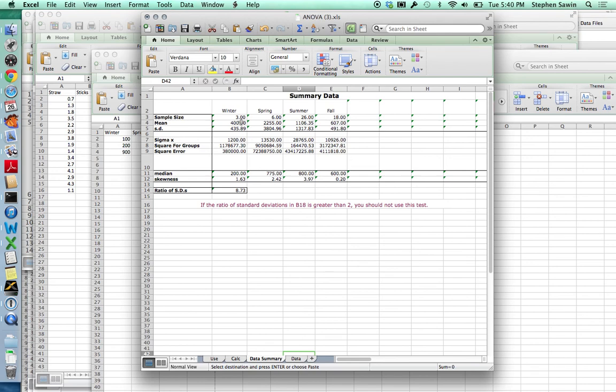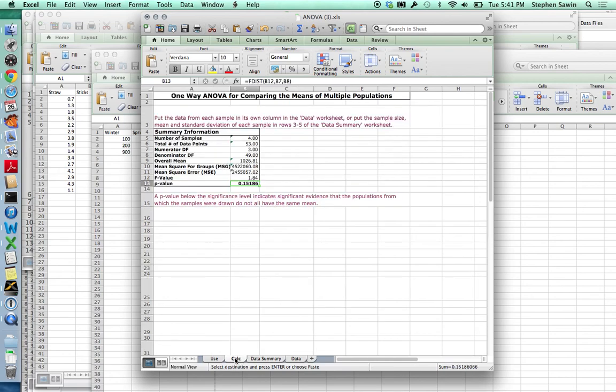Here's our data summary. Average number of Facebook friends for the 3 people who liked winter is 400. For the people who like spring is 2,255. For the people who liked summer is 1,106. And for the people who liked fall is 607. Those seem like really huge differences. Like, obviously, there's going to be significant evidence that the population means are different with such big differences, but notice we have very small sample sizes, and many of the standard deviations are quite a bit larger than the mean. So there's a huge amount of variation here. Compared to the standard deviations, these aren't that far apart, as we see when we click on the Calc tab. Our p-value is now 0.152.